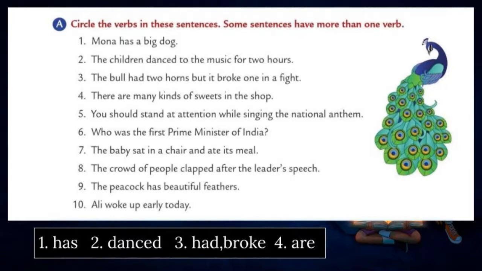Already they mentioned in the heading that some sentences have more than one verb. In the third sentence, they gave 2 verbs. One is had and another one is broke. So circle the 2 verbs.